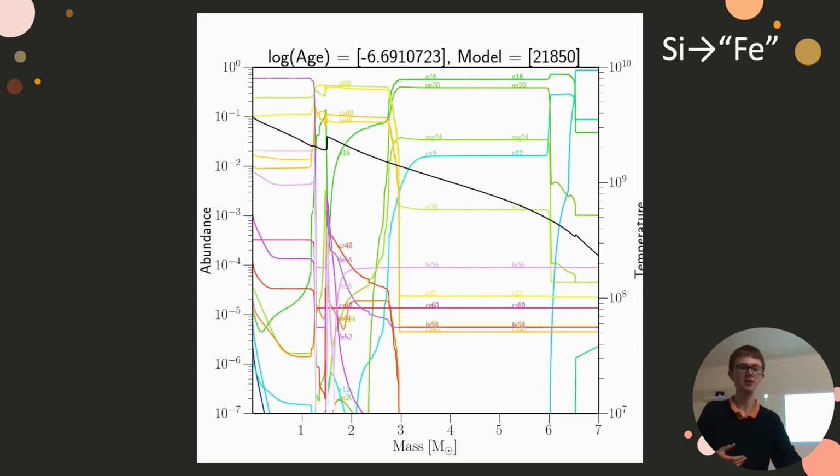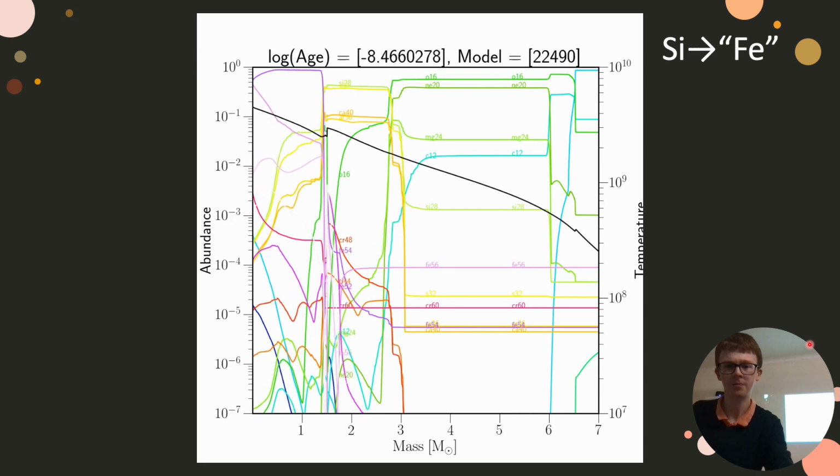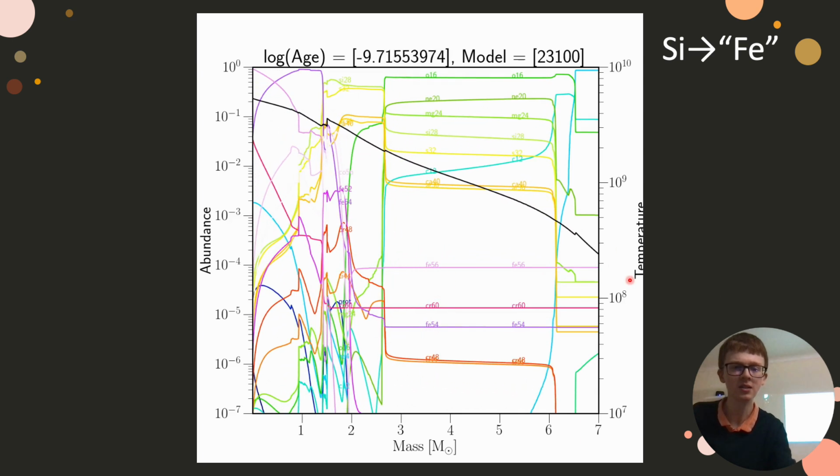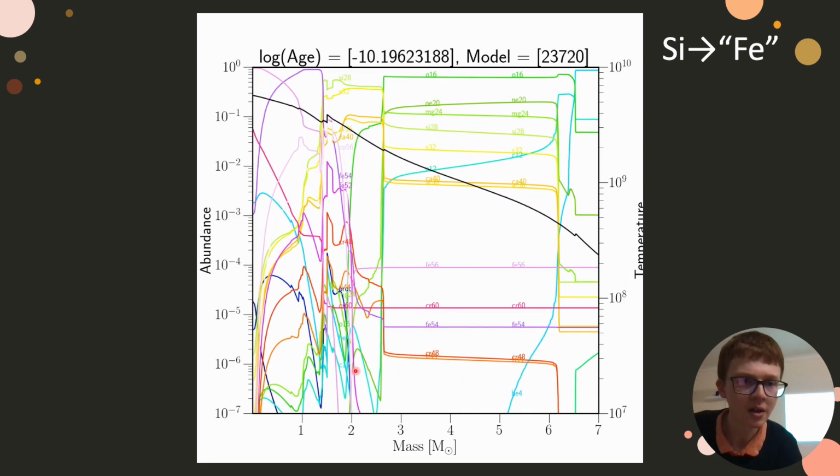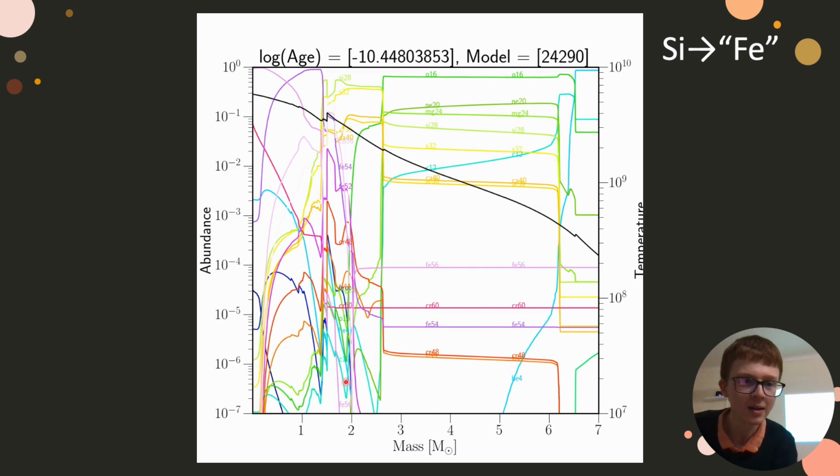Next, we've got this. This is silicon going to iron. So I think iron is somewhere in here. Oh, there we go. Iron 56, just there. That's probably the pink line that you can't see. And silicon is somewhere in there as well. But the point is that you can see, especially towards the core, iron is increasing. So you can understand what's happening here just from the diagram.